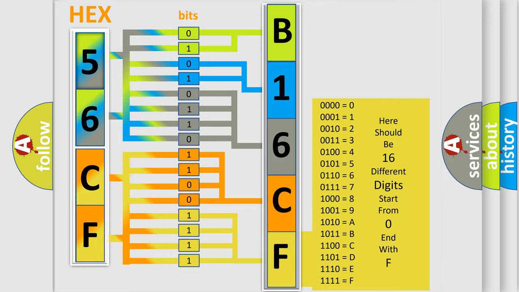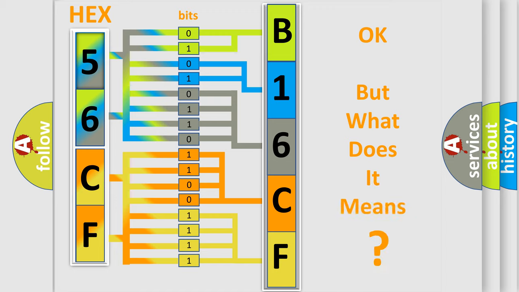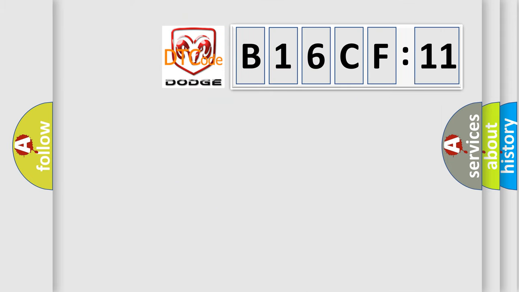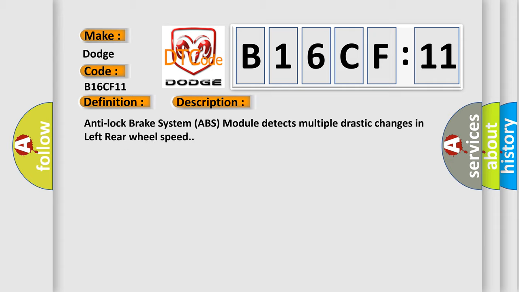We now know in what way the diagnostic tool translates the received information into a more comprehensible format. The number itself does not make sense to us if we cannot assign information to what it actually expresses. So, what does the diagnostic trouble code B16CF11 interpret specifically for Dodge car manufacturers? The basic definition is speed sensor rear left, signal invalid. And now this is a short description of this DTC code. The anti-lock brake system ABS module detects multiple drastic changes in left rear wheel speed.